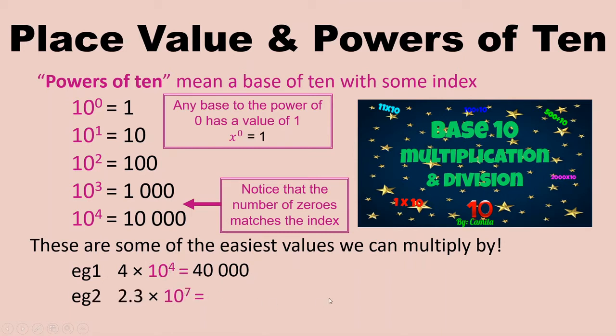We could do that with a decimal number as well, so 2.3 times 10 to the power of 7. I need to move all of my digits 7 place values up. Or, if you find this easier, just think about where that decimal is. That decimal needs to move 7 places. One place will move it after the 3. 2, 3, 4, 5, 6, 7 places altogether puts an extra 6 zeros after that 3. So that's 23 million.